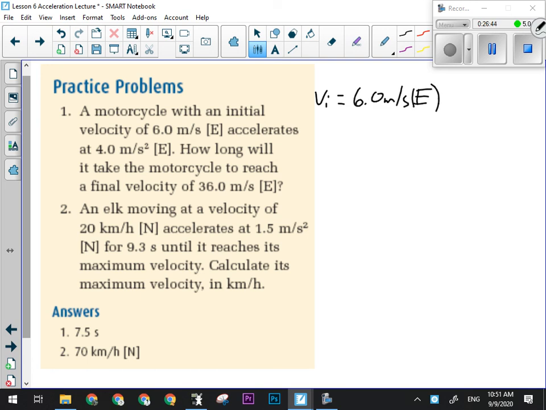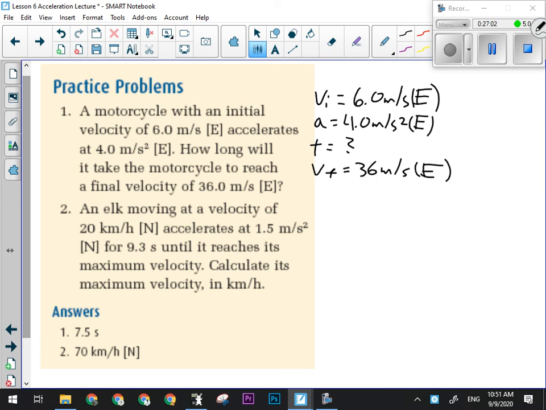Okay, it accelerates at 4 meters per second squared east, so they gave me the acceleration. How long will it take to reach 36 meters per second east? So exactly like the example we did just a second ago.